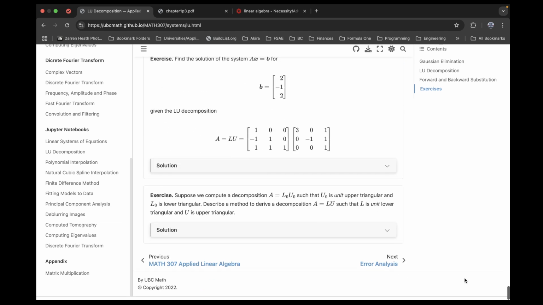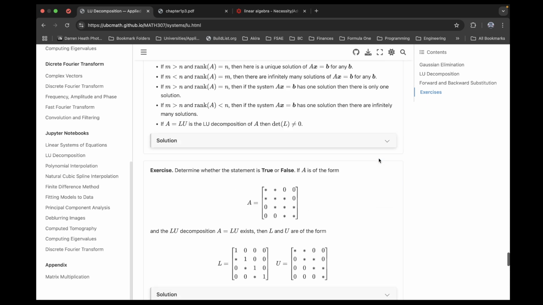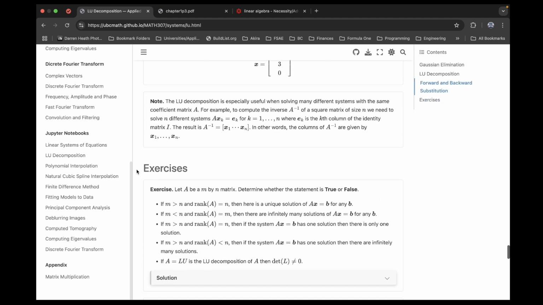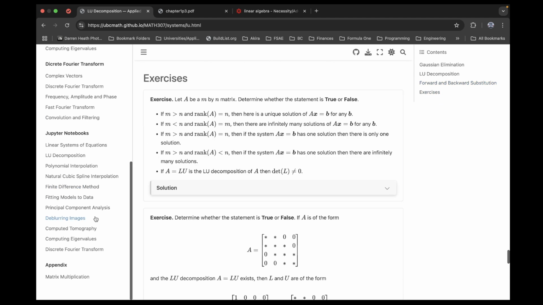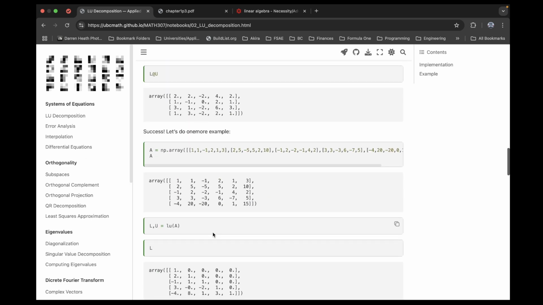There's a lot of problems. Do I want to do these exercises first, or do I want to do this first?